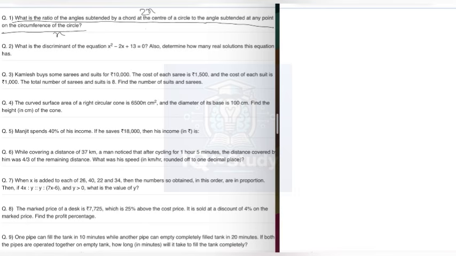What is the discriminant of the equation x square minus 2x plus 13 is equal to 0? Also determine how many real solutions this equation has. Given quadratic equation is x square minus 2x plus 13 is equal to 0.